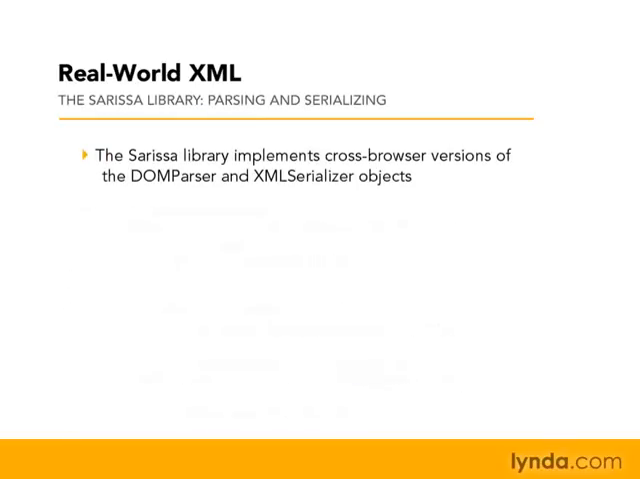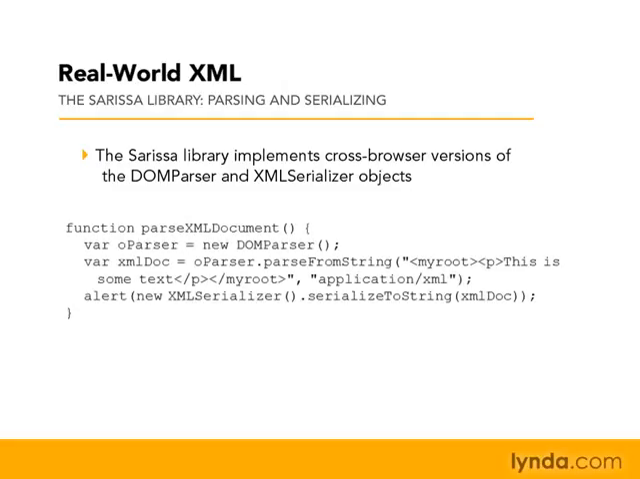The Sarissa library also implements the serializer and parser objects that we saw in the earlier Firefox example, only these versions are cross-browser, and you can call the code the same way that you would in Firefox. So if we look at our parse XML document example from earlier, you can see that the example pretty much looks exactly the way it would in Firefox, only now, once you've included the Sarissa library, this code also works in Internet Explorer. Okay, we have enough now to see if we can go back and rewrite our earlier Firefox and Internet Explorer examples using the Sarissa library and test them in a cross-browser environment.